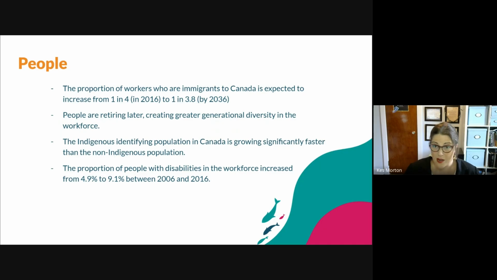So again, these are just numbers. You're playing a numbers game as a business owner. These are workers that if you're not reaching out to, you're not going to have them in your workforce. And the proportion of people with disabilities in the workforce is increasing quite rapidly, to be totally honest. And again, that is an untapped labor market for a lot of industries, and particularly in the ocean sector, it's one that we're not seeing as much participation as we could.